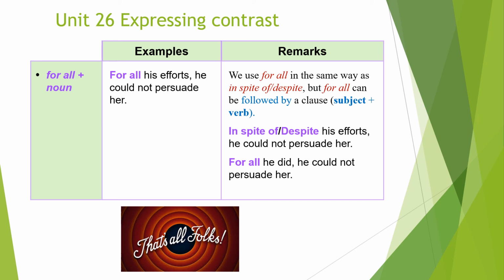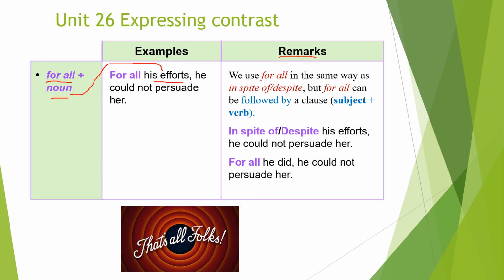And there are more. For all is followed by a noun. His effort is a noun. For all his effort, he could not persuade her. That is similar in meaning to: even though she had put in lots of effort trying to persuade her, she still could not persuade her. You can put it in another way, for all plus noun, for all his effort. So pay attention to the remark as well.